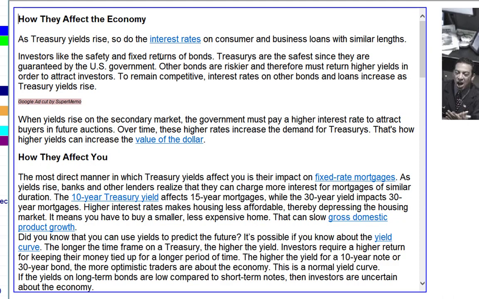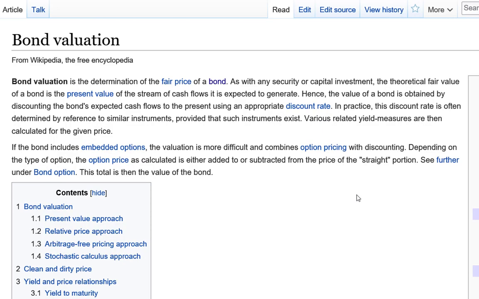And how they affect the economy, the treasury bonds, I presume. As treasury yields rise, so do the interest rates on consumer and business loans with similar loans. Oh, maybe just to give the brain a little break, let's go back to Wikipedia.